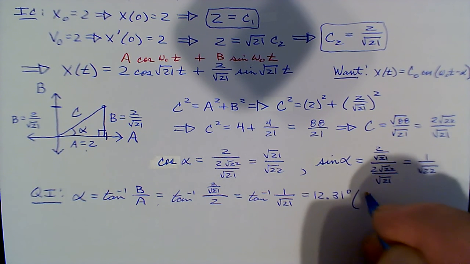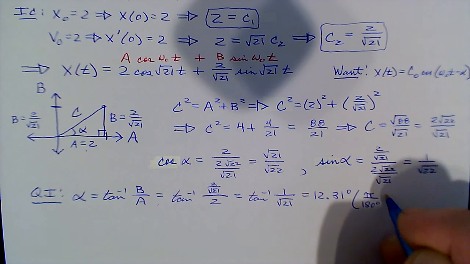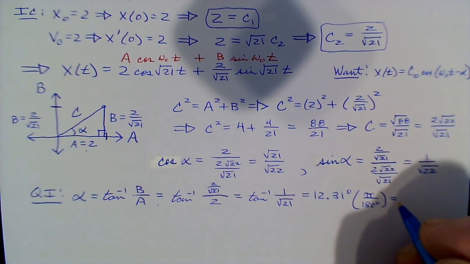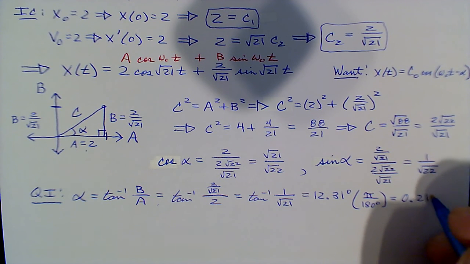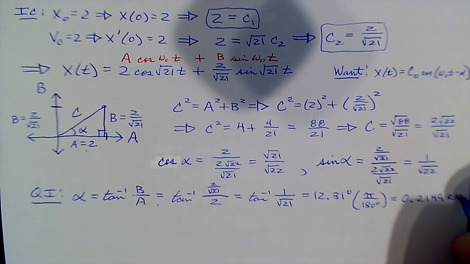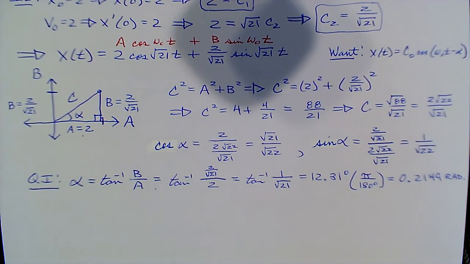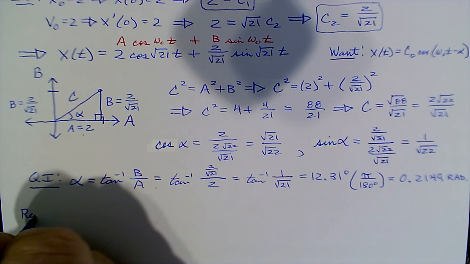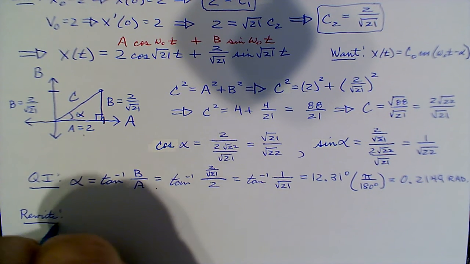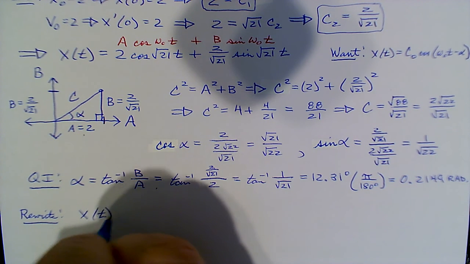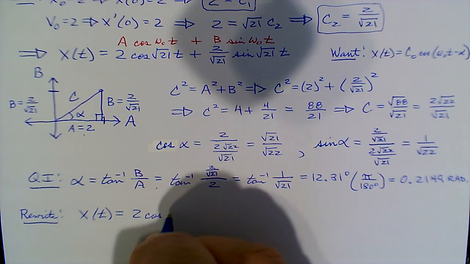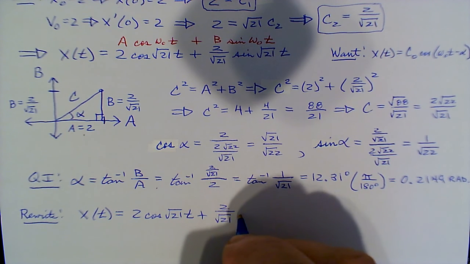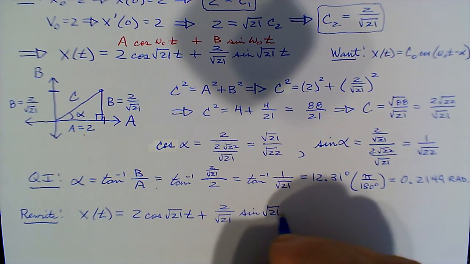But then remember, we want to change this to radians. So multiply by pi over 180. And we get 0.2149. And that's going to be radians. Okay, so now we're ready to go. So we're going to rewrite the function x of t, which was 2 cosine of square root of 21t plus 2 over the square root of 21 times the sine of the square root of 21t.